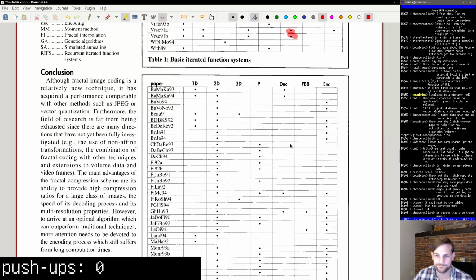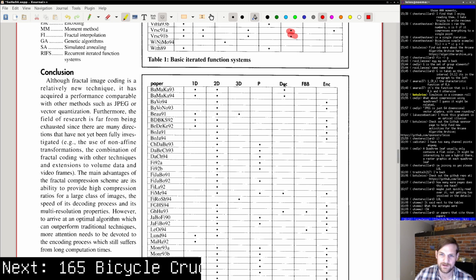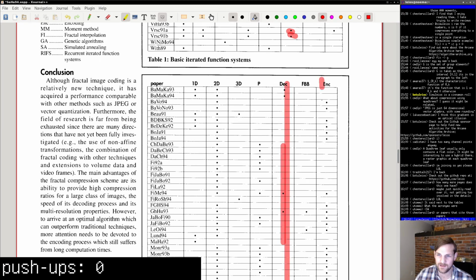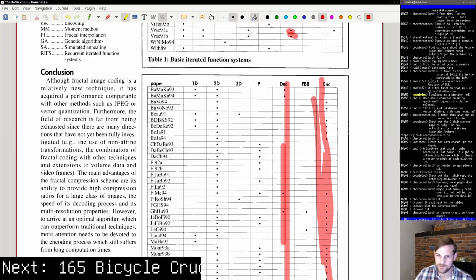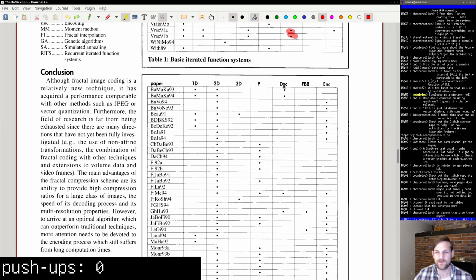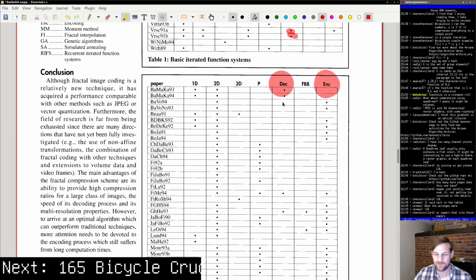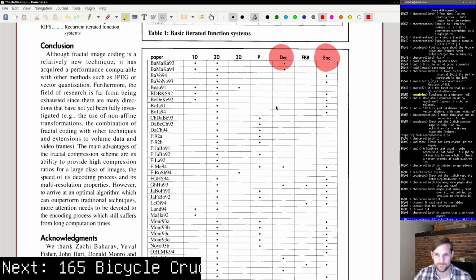Okay, so I do have a question here as to why we have decoding down here, but encoding here. Why are there so many more papers that do encoding than decoding, right? Or rather, I guess that's not my question. I think that makes sense. But my question is, why is encoding after decoding? I would have naively thought that the decoding papers would come after the encoding papers.